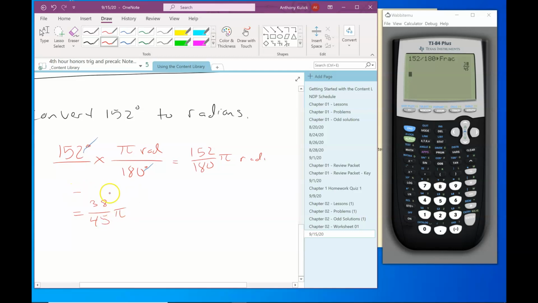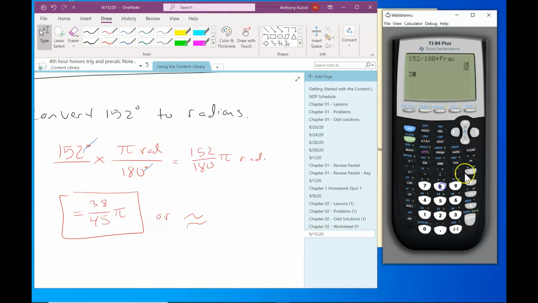So our exact answer could be 38 over 45 pi. Or we could have the decimal approximation by taking 38 divided by 45, and multiplying by pi, which will give us approximately 2.653.